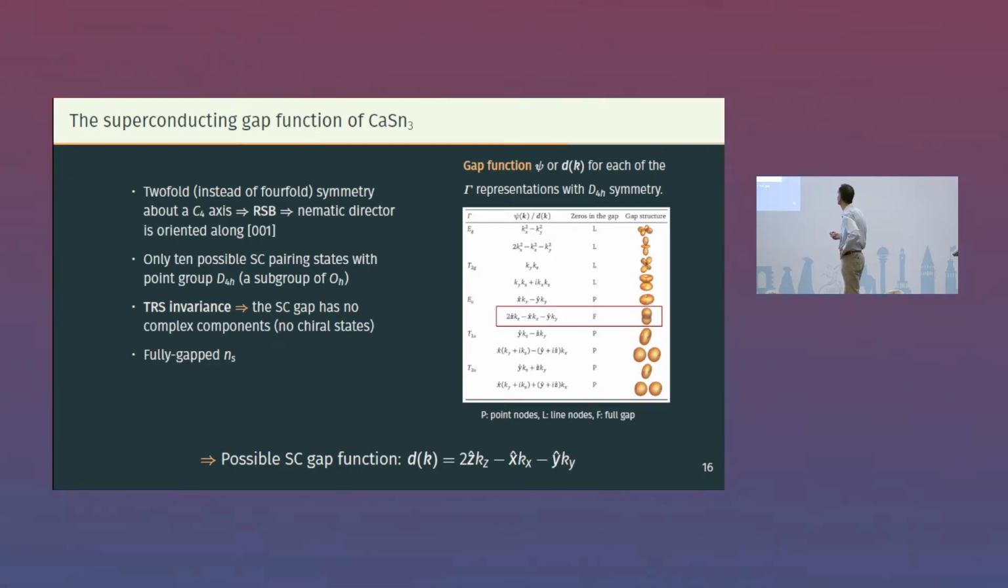What is important is this column here. L means there are zeros in the gap: line nodes, point nodes, or even F. F means full, but it's only one F. All the rest are different, which means this is one of the requirements I just have shown here. We need something which should be fully gapped, because this is what the experiment is telling us. And the other is the time reversal symmetry invariance, which I have shown you via zero field mu-SR experiments, which tells that this superconducting gap has no complex components. So basically, these are also the pictorial, how it looks like. Basically, only this candidate is the good one. And then we come up with this possible gap function.